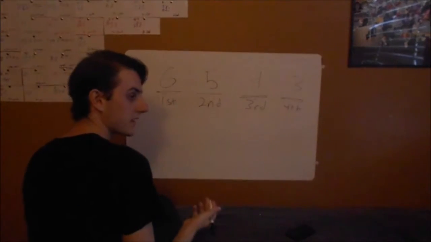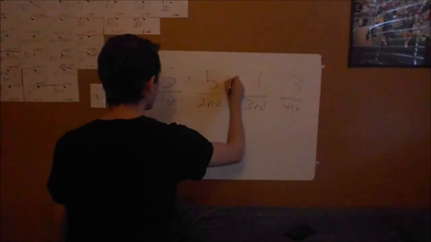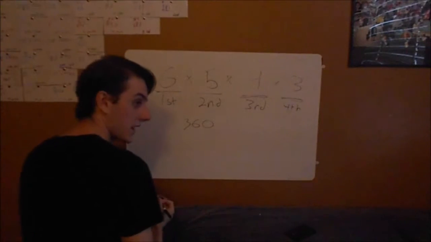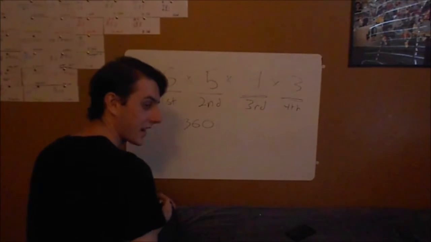So now, once we've done that, we can multiply all these numbers together to get our answer: 360 different combinations. Now this process is a lot easier than if you had done it by hand.